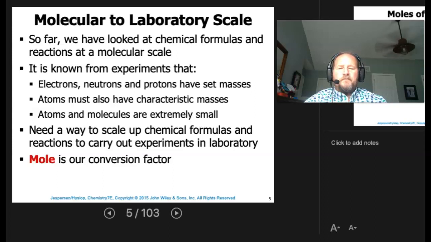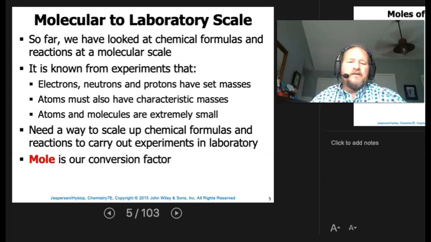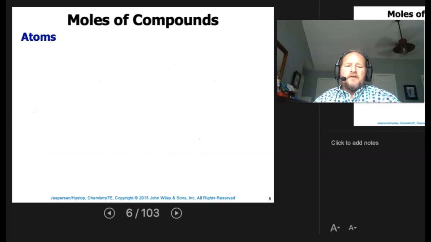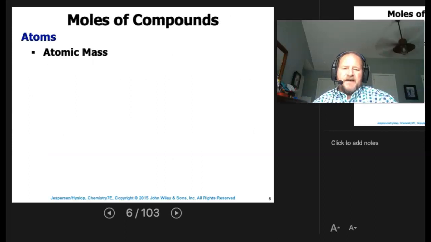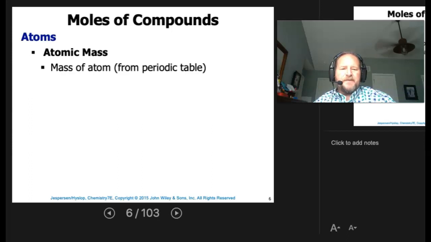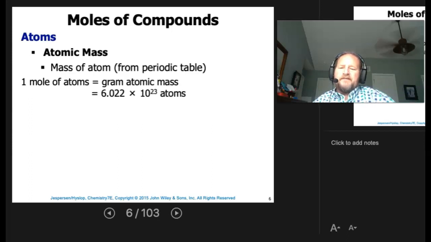We're going to put 1 mole over 6.022 times 10 to the 23rd, or we're going to put 6.022 times 10 to the 23rd over 1 mole. So for moles of compounds or atoms, we'll look at atomic mass. And of course, we'll get those masses from the periodic table. So if we're converting from moles of atoms to masses, then we're going to use 6.022 times 10 to the 23rd atoms.